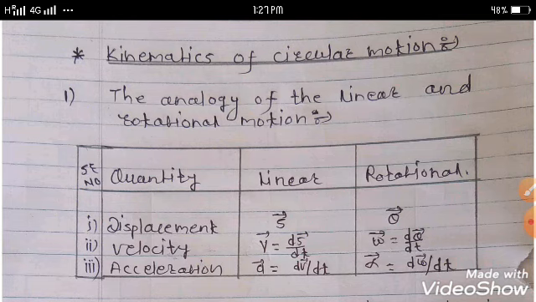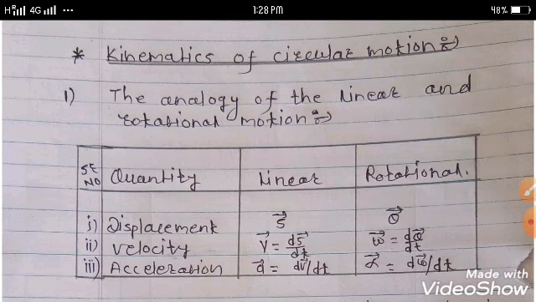Today we learn a new topic, kinematics of circular motion. In this topic we can discuss some mathematical equations in linear and rotational motion. Last year in 11th standard we discussed two types of motion. First is translational motion, another type is rotational motion. What do you mean by translational motion? What do you mean by rotational motion?